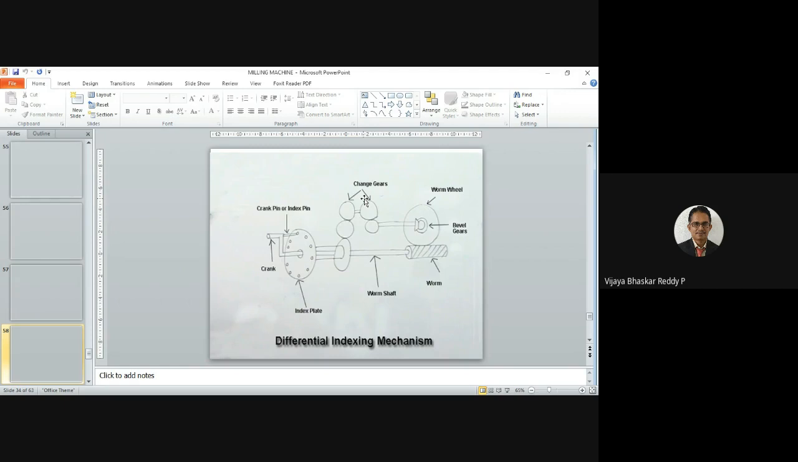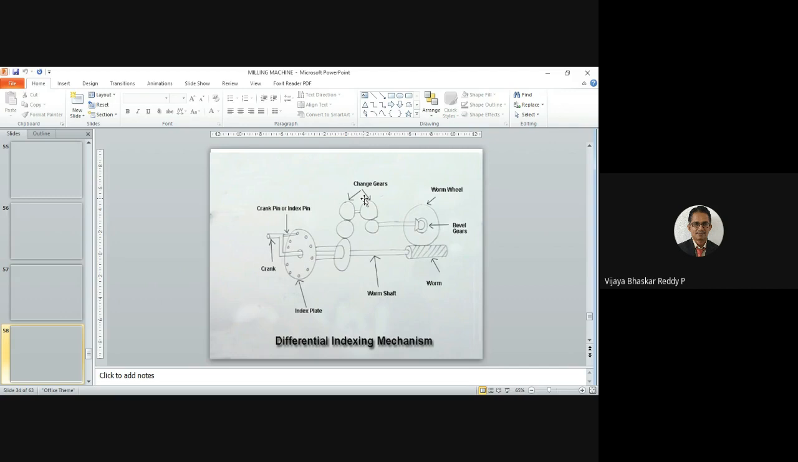For some divisions, simple indexing and direct indexing are not possible. So at that time, for huge divisions like 127 or 188, we can use the differential indexing mechanism, where the crank pin or indexing pin is present.